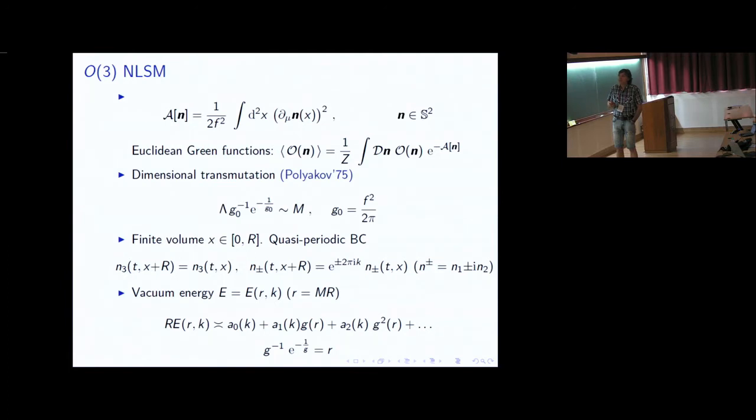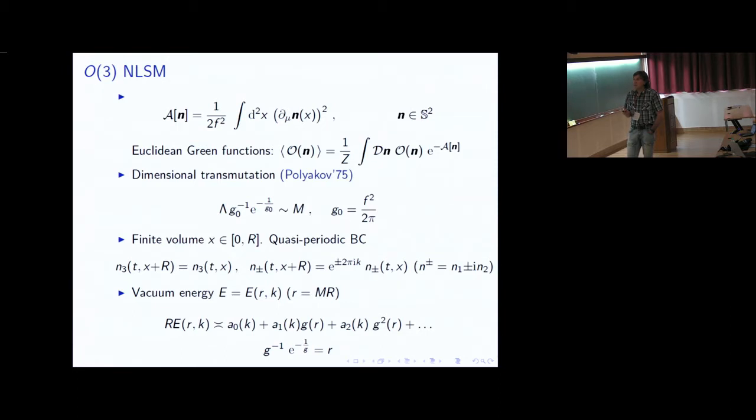Here G is some combination of the bare couplings. G0 is my bare coupling, and lambda is a cutoff, right? Because in quantum field theory you should regularize the theory with a cutoff, and as a result the new, physical scales appear.